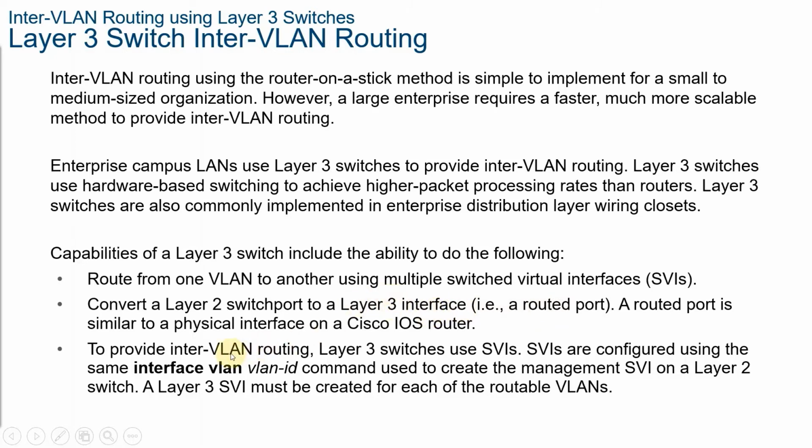Third is to provide inter-VLAN routing. Layer 3 switches use SVIs. Now, SVIs are configured using the same interface VLAN ID command used to create the management SVI on a layer 2 switch. So, a layer 3 SVI must be created for each of the routable VLANs.